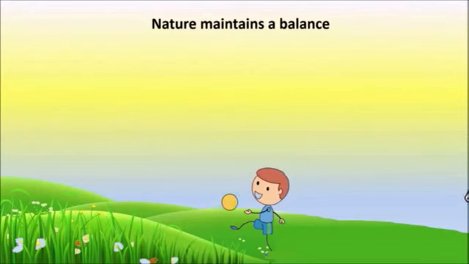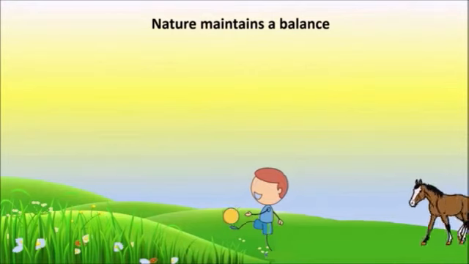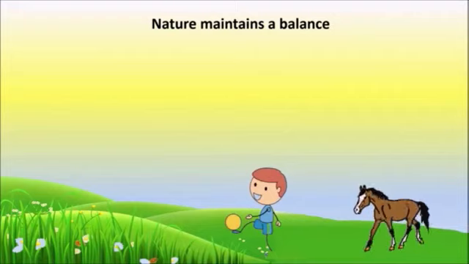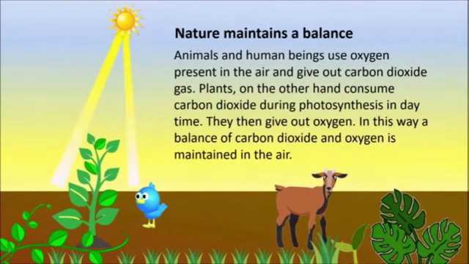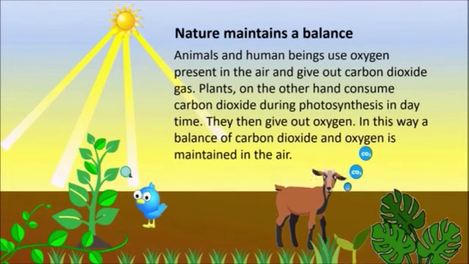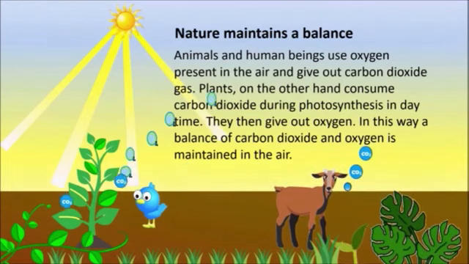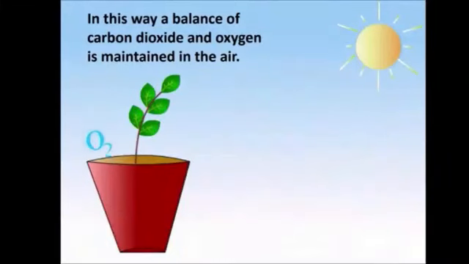How does nature maintain a balance? Animals and human beings use oxygen present in the air and give out carbon dioxide gas. Plants, on the other hand, consume carbon dioxide during photosynthesis in daytime. They then give out oxygen. In this way, a balance of carbon dioxide and oxygen is maintained in the air.